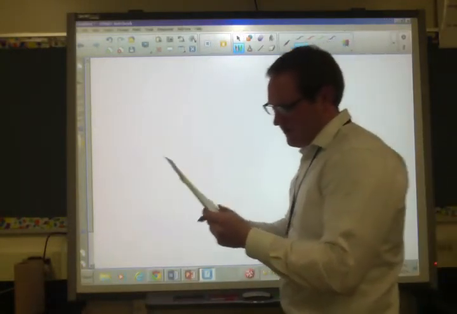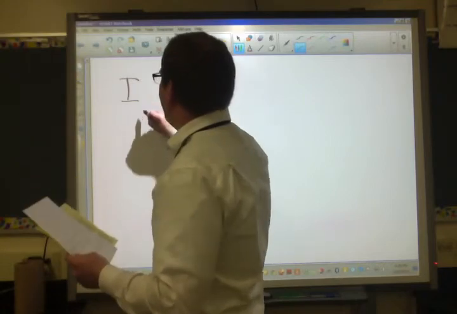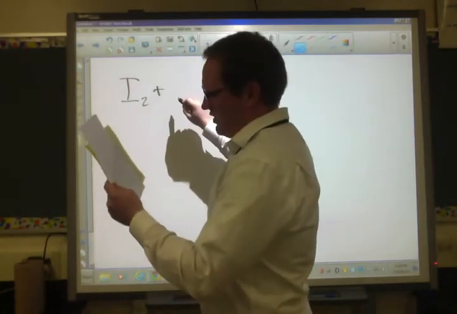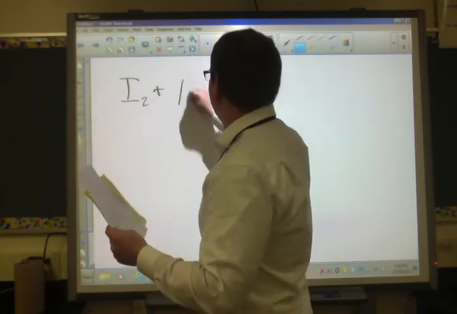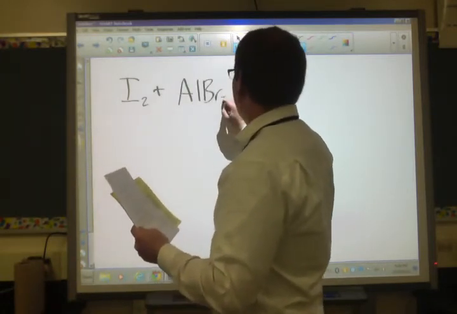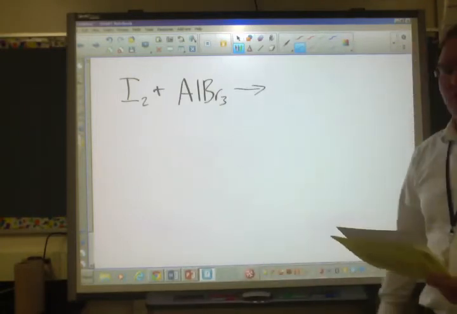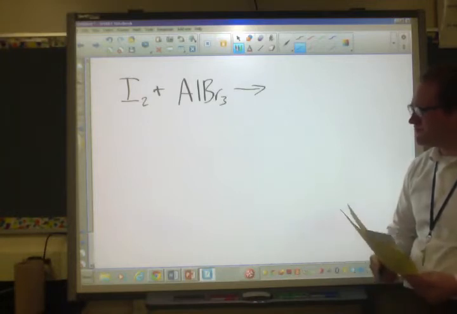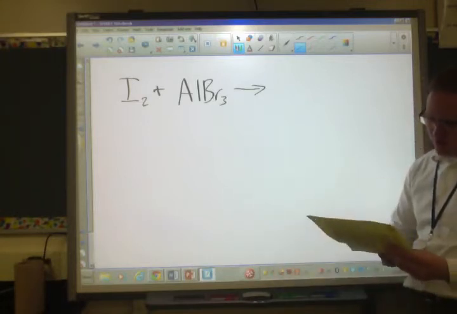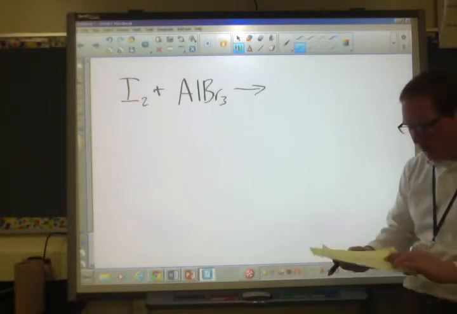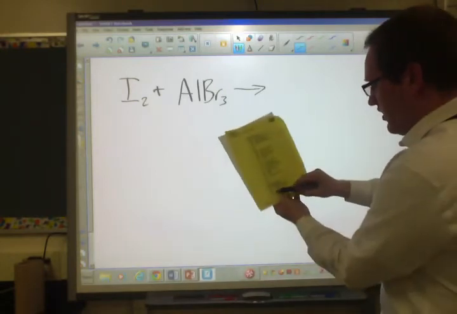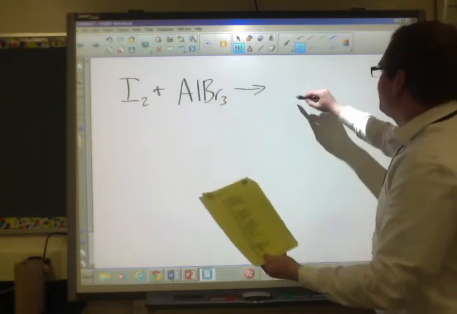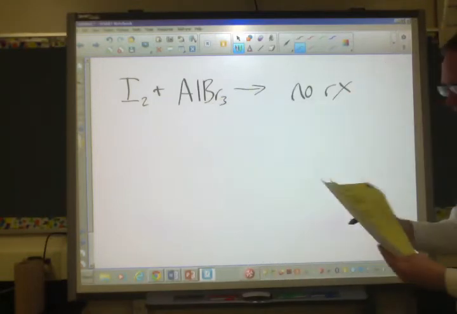Okay, number 8. Liquid iodine. Iodine is a Brinkelhoff. I2 is added to aqueous aluminum bromide, AlBr3. Single replacement reaction. The iodine is going to try to bump the bromine. So, can iodine bump bromine? No, it cannot. No reaction. Iodine is below bromine. No reaction.